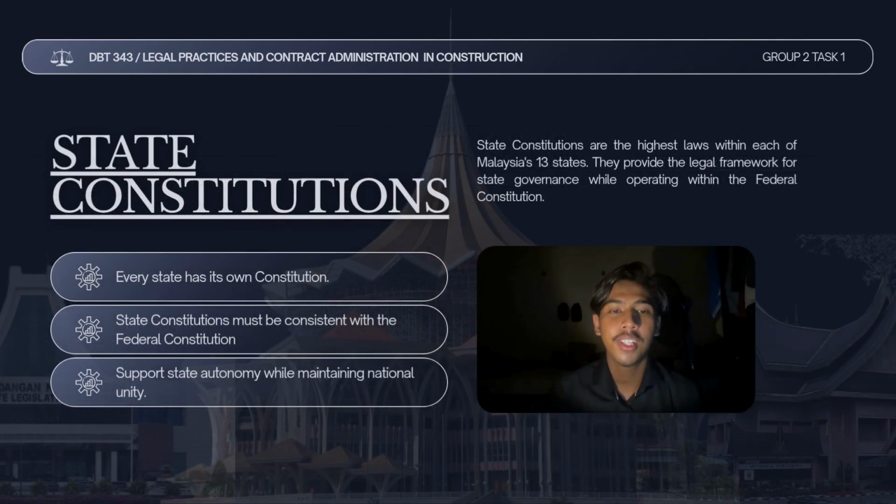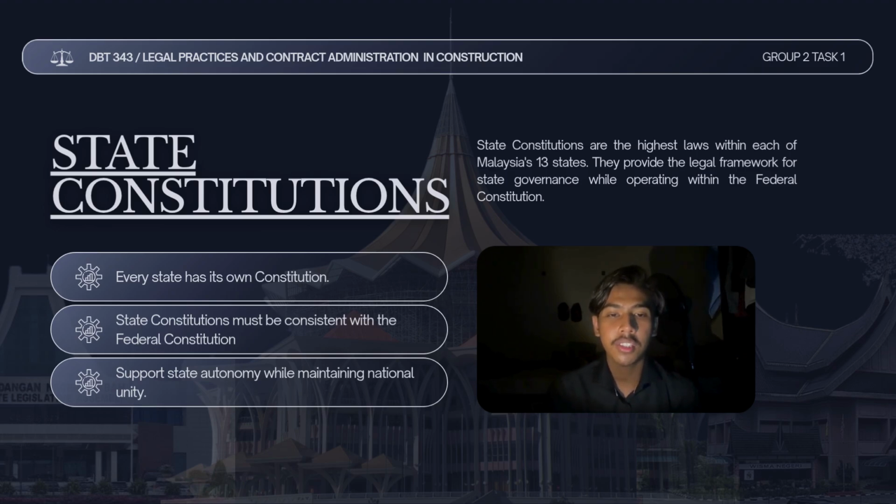Next, I will explain the state constitution in Malaysia. Besides the federal constitution, each of Malaysia's 13 states has its own state constitution. The state constitution is the highest law within each state and provides the legal framework for state governance. Its main function is to establish the structure of the state government. It defines the roles and powers of the Sultan or Yang di-Pertuan Negeri, the Menteri Besar or Chief Minister, the State Executive Council (EXCO), and the State Legislative Assembly (DUN).